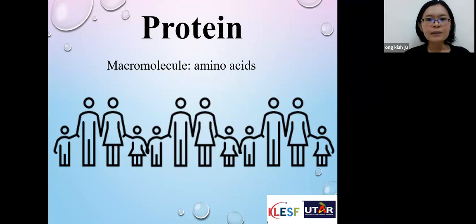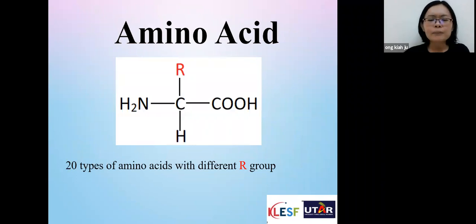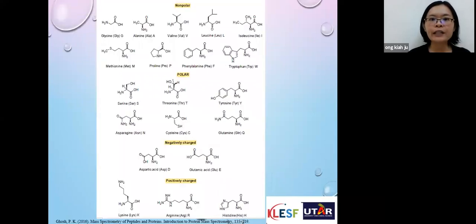Let's look at amino acids. This is the basic chemical structure of an amino acid. As you can see here, there's one NH2 group, or amino group, linked to the carbon, and another COOH group and also a hydrogen atom. Now let's look at this R group. There are 20 types of amino acids, hence there are 20 types of R group. As you can see over here, there are 20 types of amino acids with different R groups.